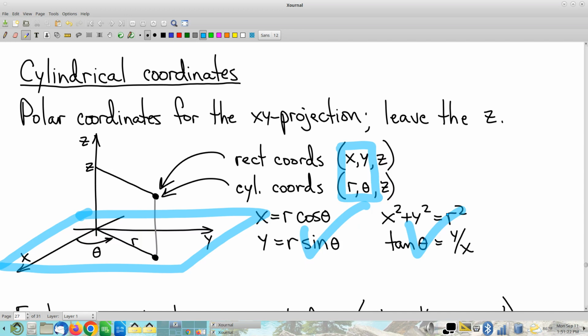The only thing that makes this different is that this is a coordinate system in space for points that have 3 coordinates.